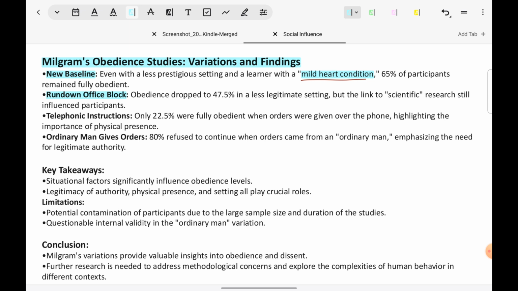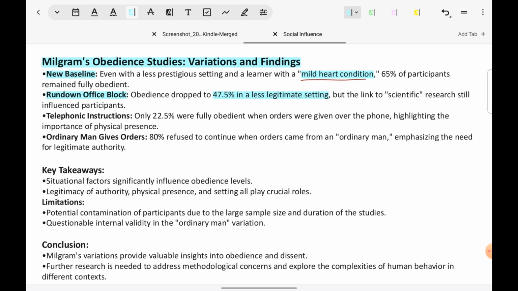What Milgram felt was that his original study had been done in the prestigious Yale University, so that could be the reason why participants obeyed. He wanted to rule out this possibility. He wanted to show that obedience occurs only because of the pressure put by the authority figure and for no other reason. So he replicated his study in a rundown office block. Rundown office block means it was definitely not as prestigious as Yale University. In fact, it looked like a very nondescript type of place. And here he found obedience decreased, not very significantly. From 65% it came down to 47.5%, but it did come down.